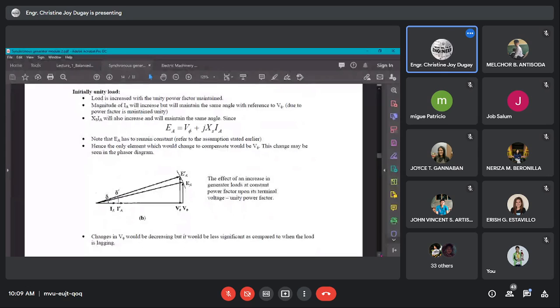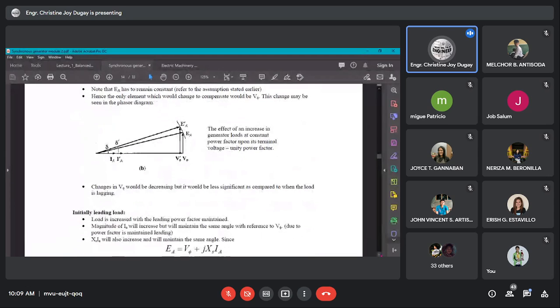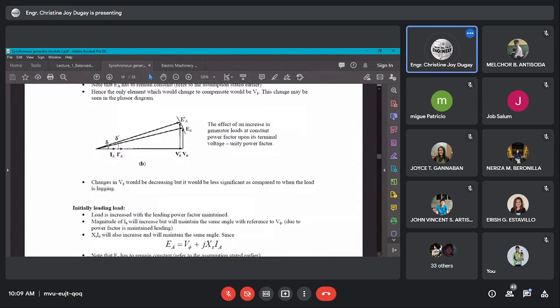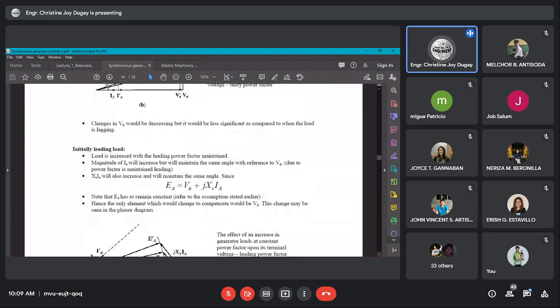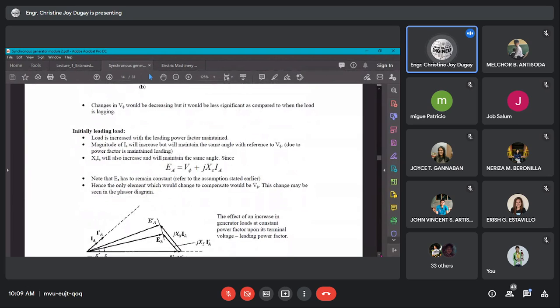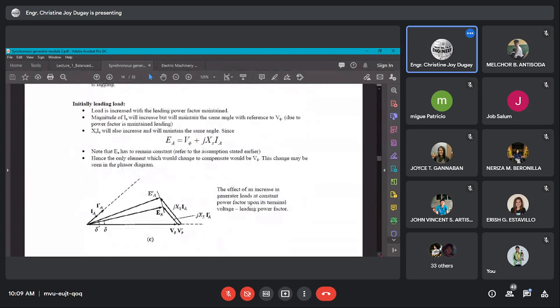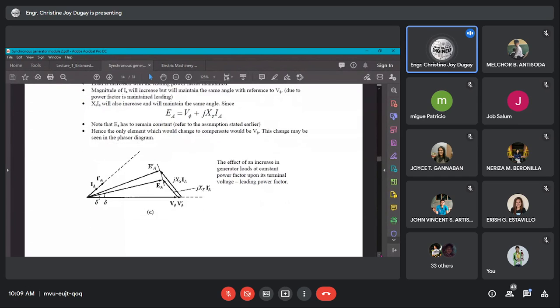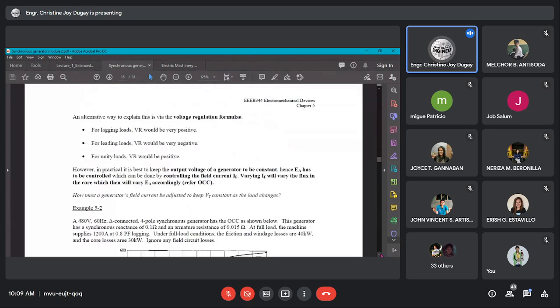And changes in V phase would be decreasing, but it would be less significant compared to the lagging load. For a leading load, what is stretched here is also IA. It's the same, only IA is stretched. The figures are just placed here. Same thing.